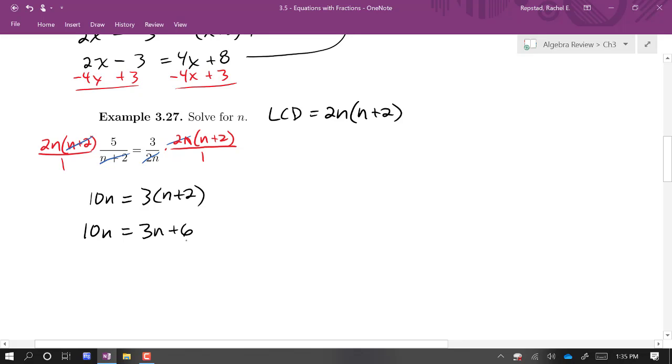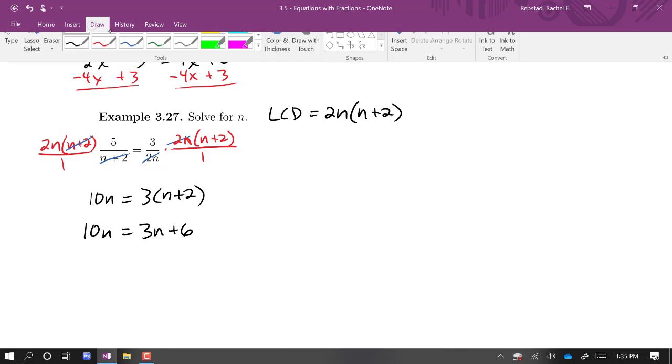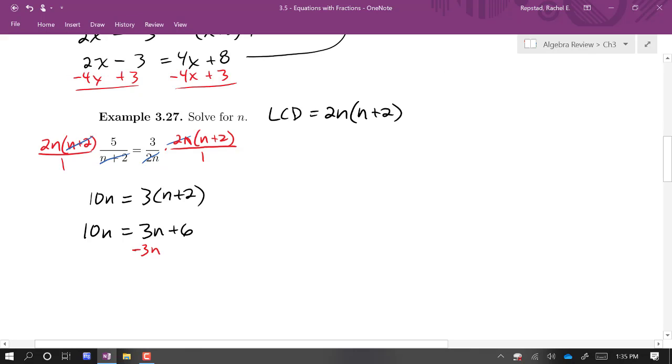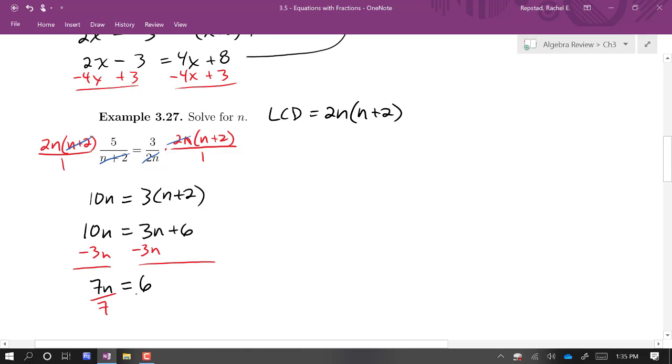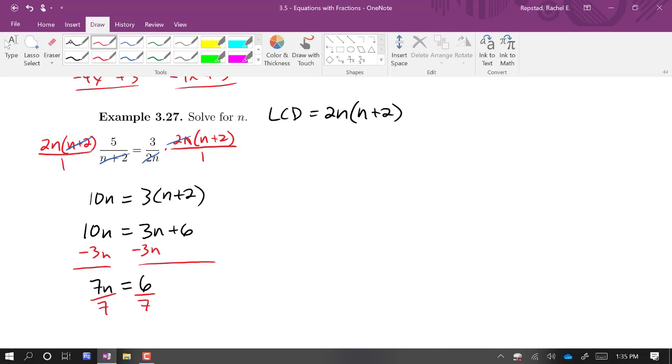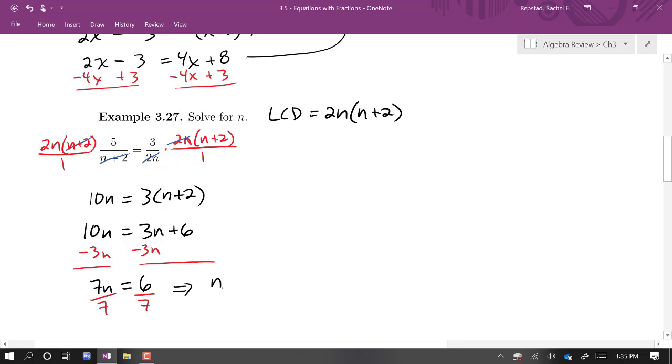Now, let's see. All of our constant terms are on the right, so I'll just subtract 3n from both sides. And we have on the left side 7n, which is equal to on the right side 6. And now we're just about done. We'll divide both sides by 7. And we find that n is equal to 6/7.